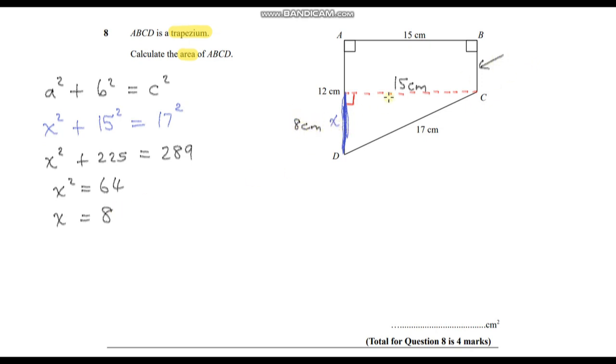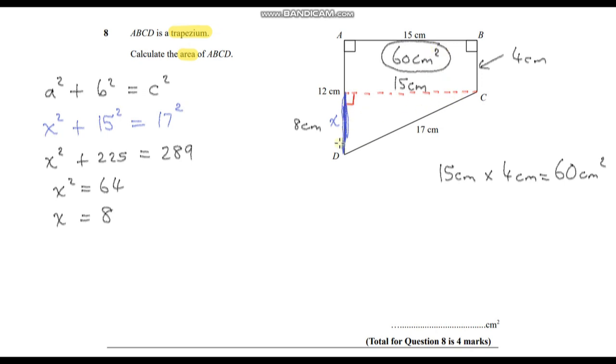Now we can use that information to calculate BC. So if this total length from A to D is 12 centimeters and x is 8 centimeters, well, BC has to be 4 centimeters. I just did 12 minus 8. So now we've got the height BC, we can calculate the area. So 15 centimeters times 4 centimeters will give us 60 centimeters squared. So this is 60 centimeters squared.